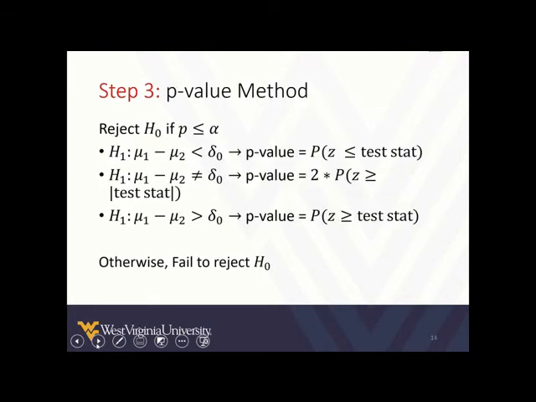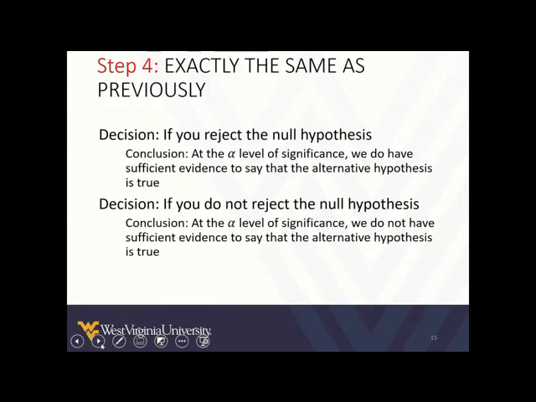If we decide to use the p-value method, we will still follow the same two-sided rules for calculating the p-value. If we are in the less than case, then our p-value will be the probability of z less than or equal to our test statistic. In the two-sided case, our p-value will be 2 times the probability of z being greater than or equal to the absolute value of our test statistic. And in the greater than case, our p-value will be equal to the probability of z being greater than or equal to our test statistic. And we will always reject the null hypothesis if p is less than or equal to our alpha value. Otherwise, we fail to reject the null hypothesis.